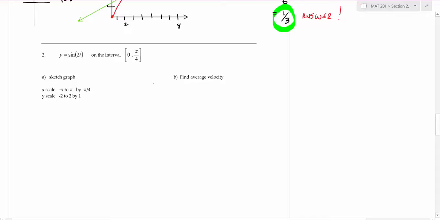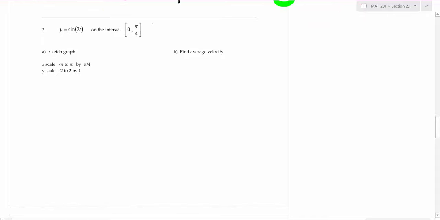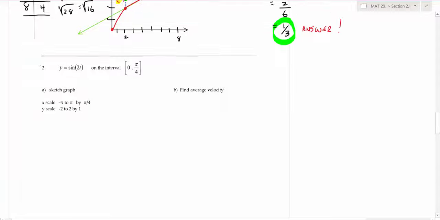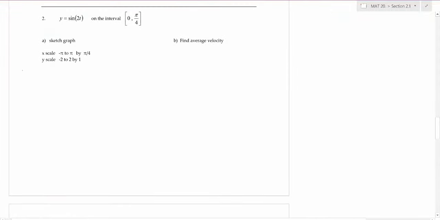Okay, the next one, we'll go ahead and do without a calculator, just for the purpose of review primarily. On this one, we're going to be sketching out the graph of y equals sine of 2t, and we're going to be graphing this on the interval from 0 to pi over 4. A couple of things on this I want to remind you of. The amplitude on this is 1. The amplitude is the number that's in front of the sine.